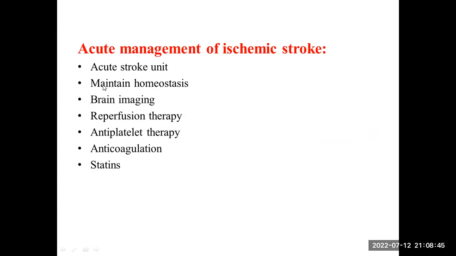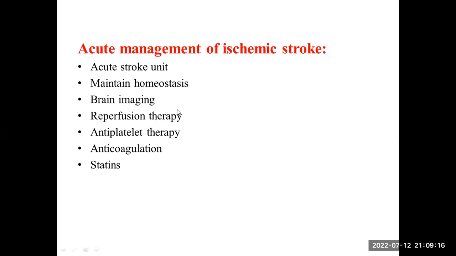So after considering brain imaging, the next step is to consider reperfusion therapy. Reperfusion therapy here is an important part of the acute management of ischemic stroke. And reperfusion therapy includes two types. We have thrombolytic therapy, which is pharmacological reperfusion therapy, and we have endovascular reperfusion therapy. First, let's talk about the thrombolytic therapy, the pharmacological reperfusion therapy.